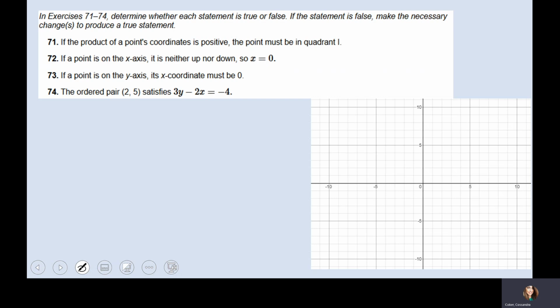Okay, the next couple of slides just make you really think. In number 71, it's talking about if the product of a point's coordinates is positive, then the point must be in quadrant 1. So your directions in these problems: figure out if the statement is true or false. If the statement's false, make the necessary change to produce a true statement. In number 71, it's saying if you multiply your x and y, the point must be in quadrant 1.